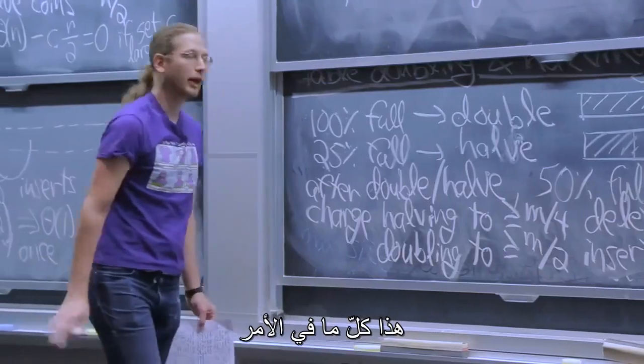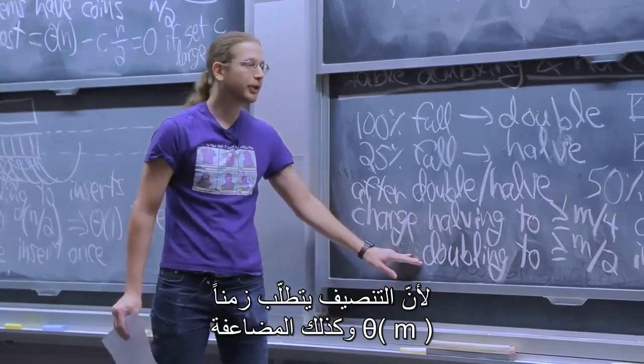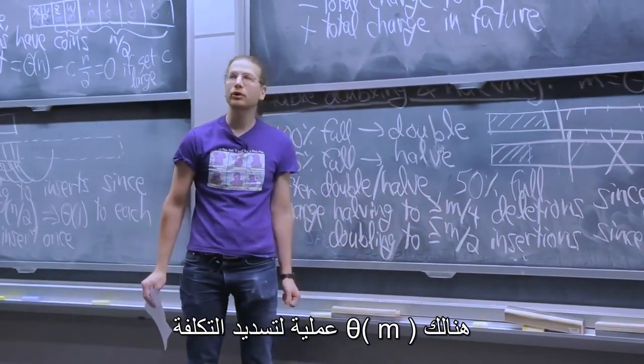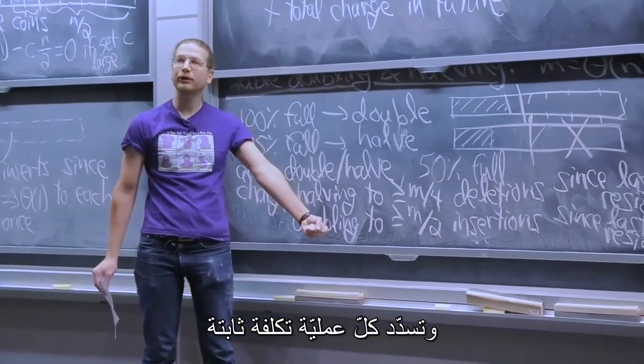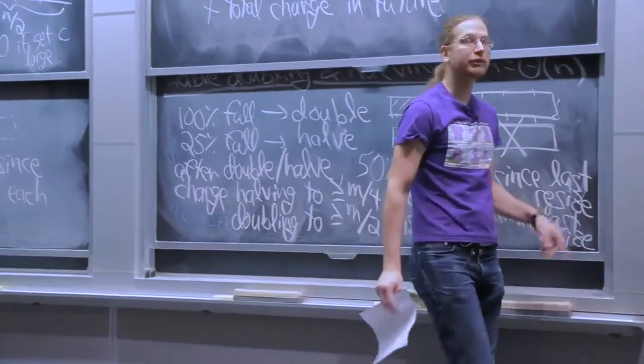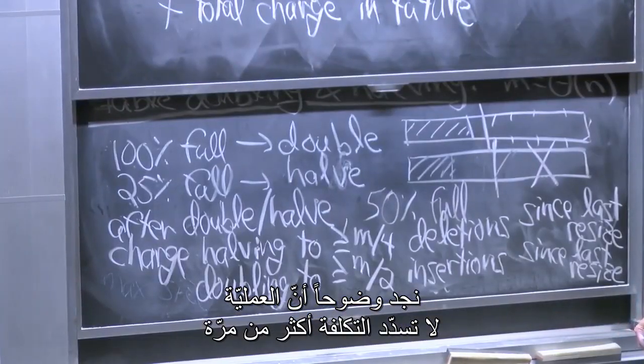Okay, and that's it. Because a halving costs theta m time, doubling costs theta m time. I have theta m operations to charge to, so I'm only charging constant for each of the operations. And because of this since-last-resize clause, it's clear that you're never charging an operation more than once.